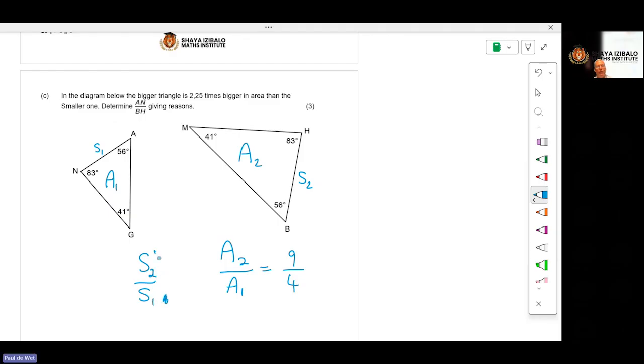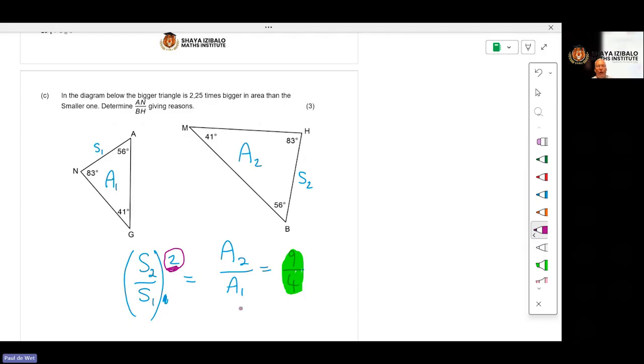That must be squared. Okay? That must be squared to give us the ratio of the areas. Listen carefully. We square the ratio of the sides to get the ratio of the areas. In this question, they told us the ratio of the areas. So now, what must I do to both sides to find the ratio of the sides? How do I get rid of this?